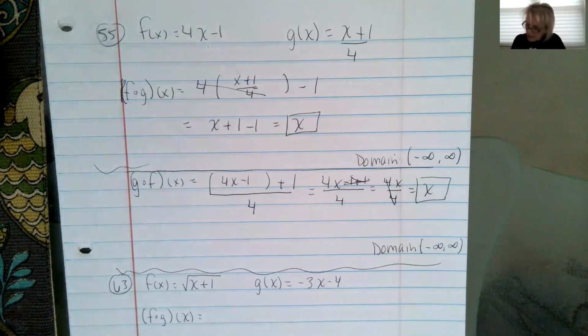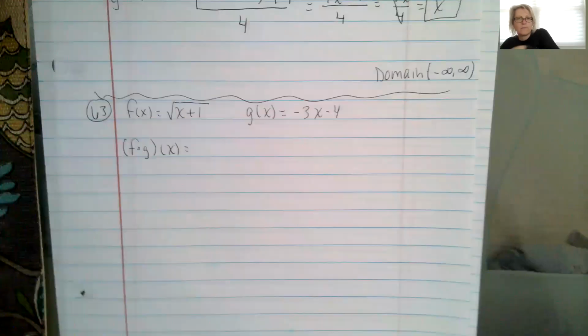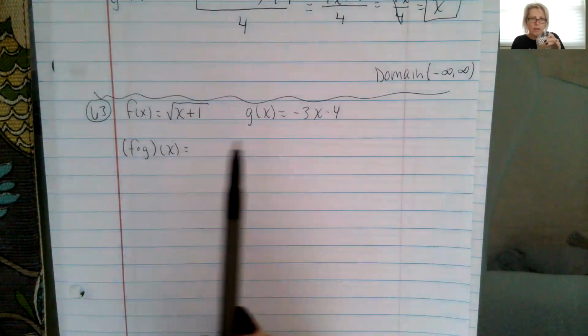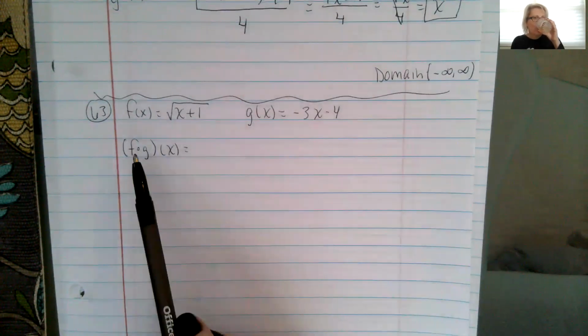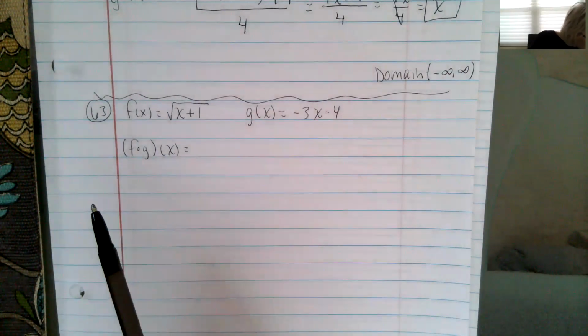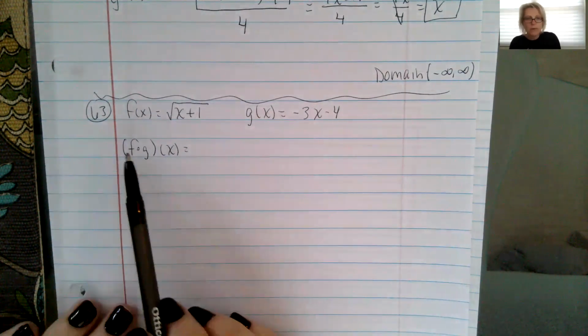Okay. So let's look at number 63. I thought that would be a very good one to practice. So our f function is the square root of x plus 1, and then our g function is negative 3x minus 4. In 63, they want us to still find the composition of f composed with g.